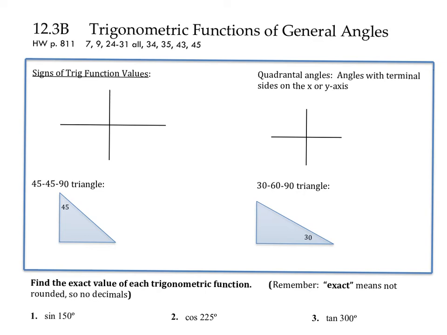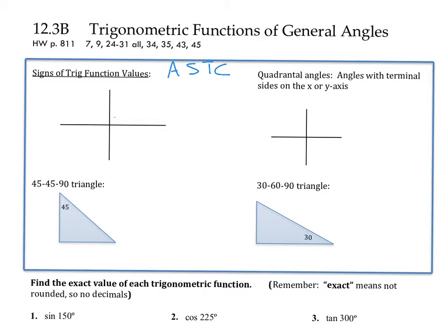In lesson 12.3, day 2, we're learning about trig functions of general angles. So we learned about trig functions for triangles. Now we're going to do it for angles that are in any of the 4 quadrants. There's an acronym that will help you remember the signs. It's ASTC. Some people say all students take calculus or all students take chemistry.